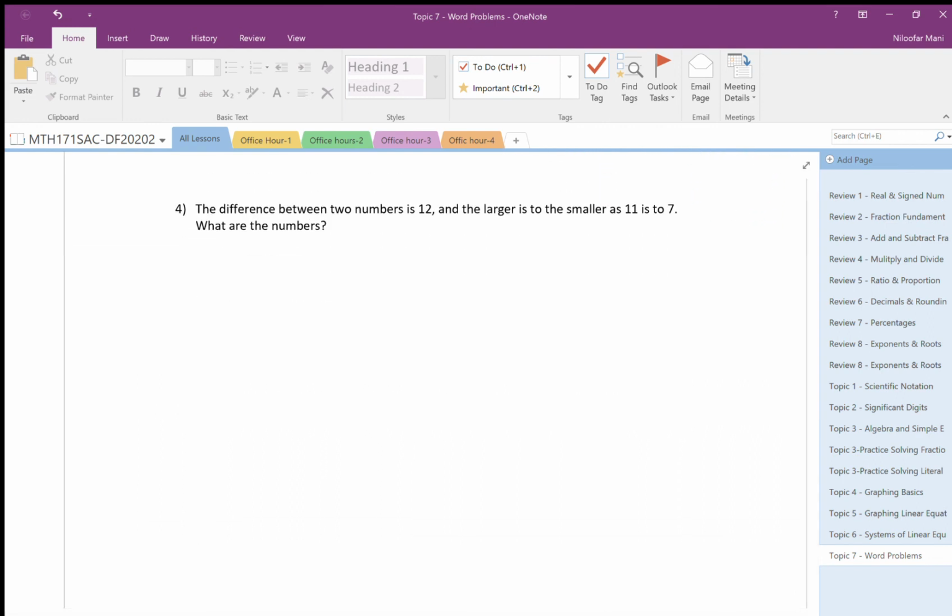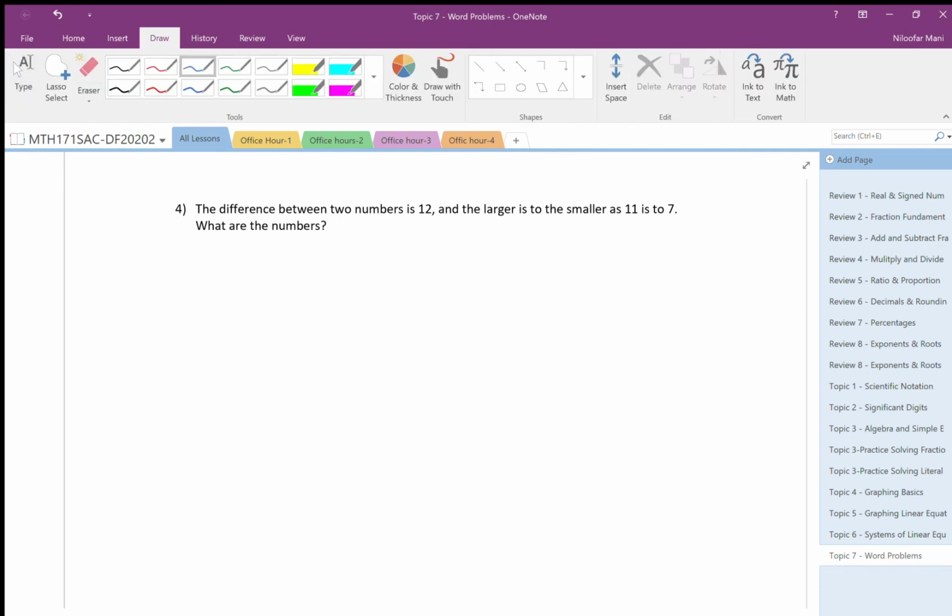The difference between two numbers is 12, and the larger to the smaller is like 11 to 7. So this is like a ratio. I read the question, I understand the type. Now it's a number problem, so I have to define. Let x be the smaller number, let y be the larger number. Remember, here you have larger and smaller, you have to mention that.